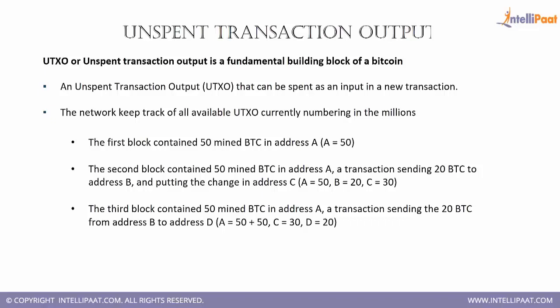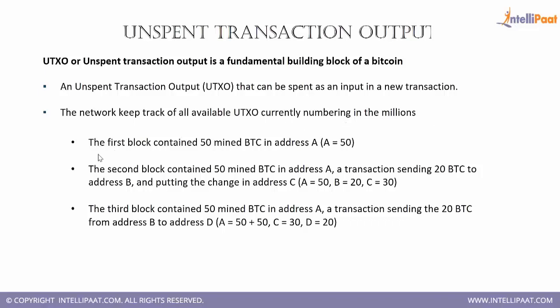There's something called the unspent transaction output, or UTXO, a fundamental building block of Bitcoin. An unspent transaction output can be spent as an input in a new transaction. Let's see an example, I think we'll understand it better. The network keeps track of all the available unspent transaction outputs, numbering in the millions.